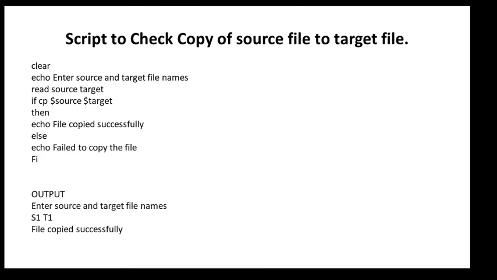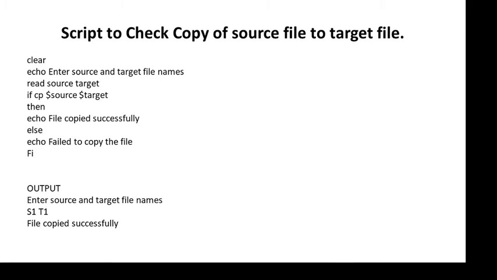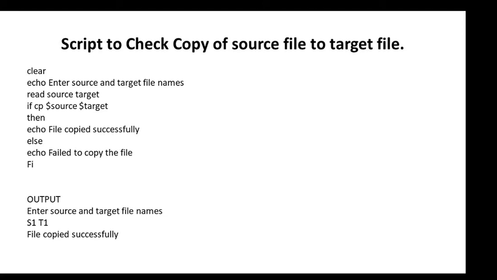Next example, the script to copy a source file to a target file. Source file to copy file. Enter the source file and target file. Both the files we have to give. Then if the copy of source to target succeeds, then file copied successfully. Else, fail to copy the file. If the file is copied to the target file, it shows that file copied successfully. If it is not copied successfully, then the else part will execute, fail to copy the file.